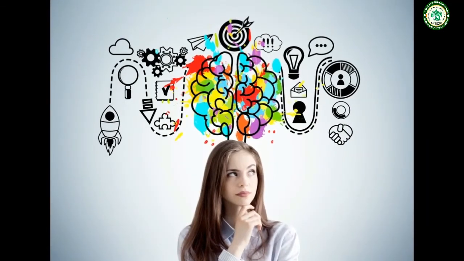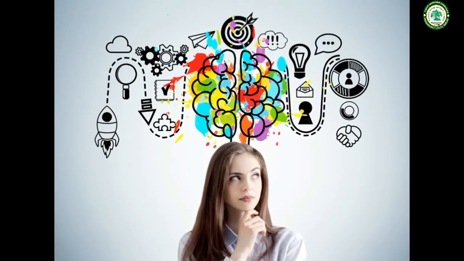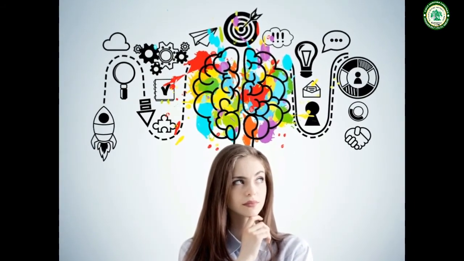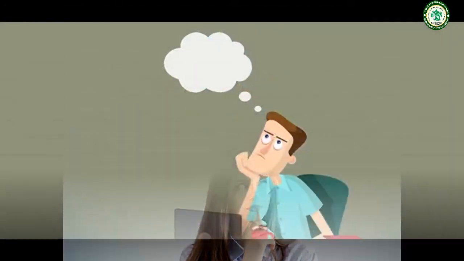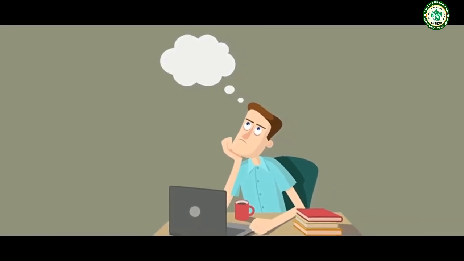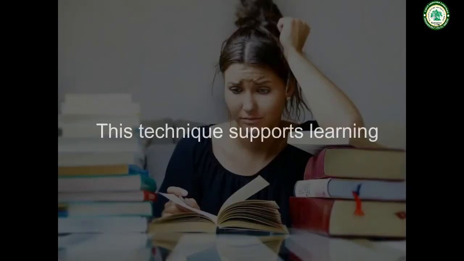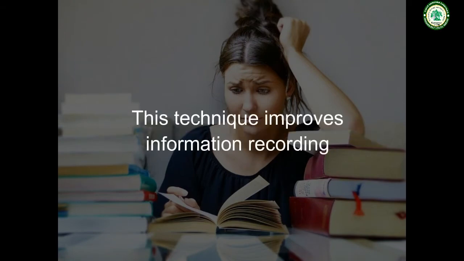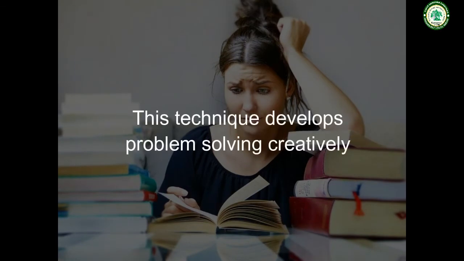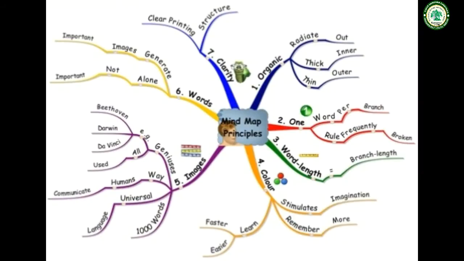A mind map can turn a long list of information into an organized diagram, interestingly. This works in line with your brain's natural way of doing things. We can say a mind map is an arranged, organized, and categorized representation of information. This technique supports learning, this technique improves information recording, and this technique develops creative problem solving. Children, it shows how facts relate to one another.